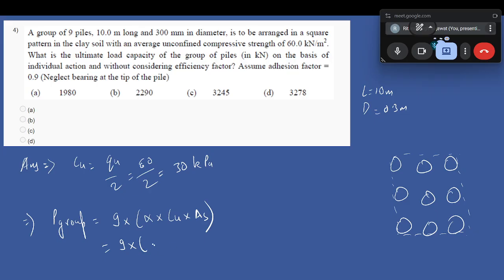So 9 into alpha, which is 0.9, into Cu, which is 30, into A, which is pi into 0.3 into 10. How much are you getting? Sir, I'm getting 2290.22. Okay, so you get 2290.22 kilonewton, which is closer to 2290 kilonewton. So it was straightforward. You don't need to consider the group action. You just need to consider the individual action, and then multiply it with the total number of piles.